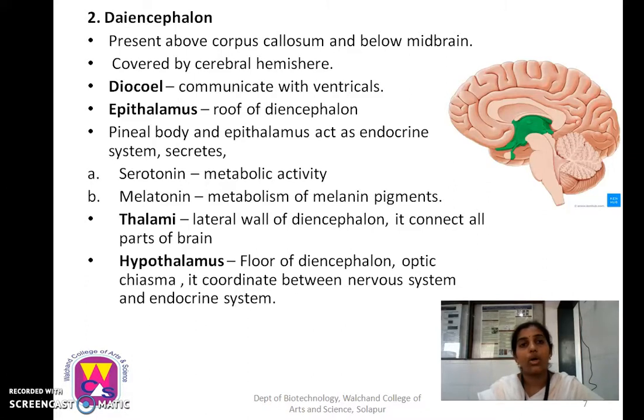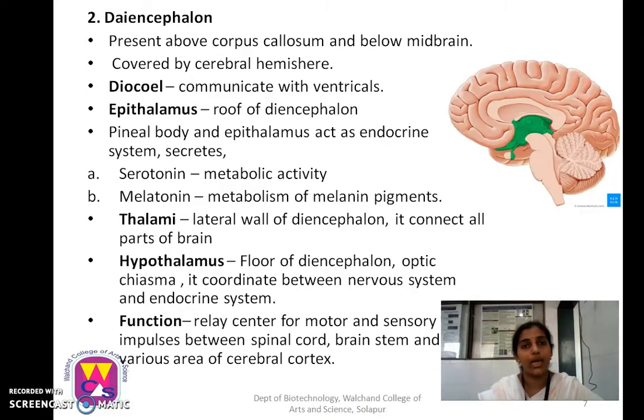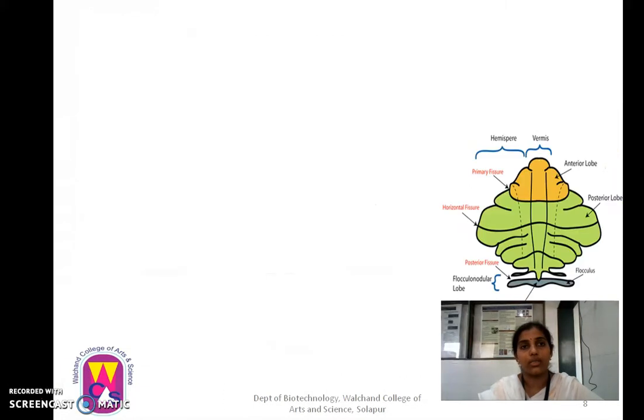The last, or fourth, part of the diencephalon is the hypothalamus. The hypothalamus acts as the floor of the diencephalon, and it is involved in optic chiasma regulation. Along with that, it coordinates between the nervous system and the endocrine system. So the overall function of the diencephalon is that it acts as a center for motor and sensory impulses between the spinal cord and brainstem, and also with the various cerebral cortices.